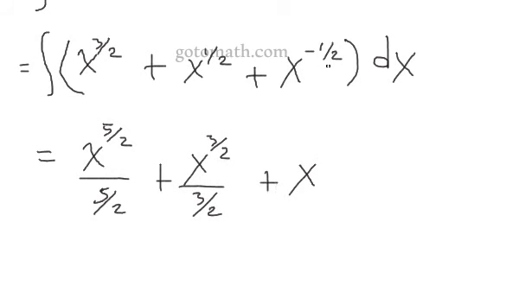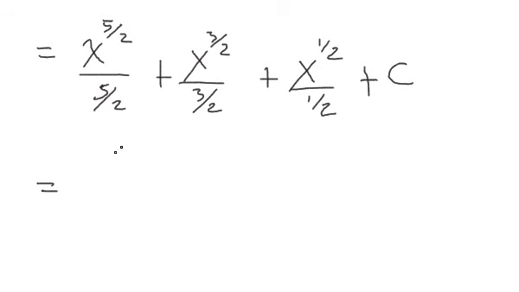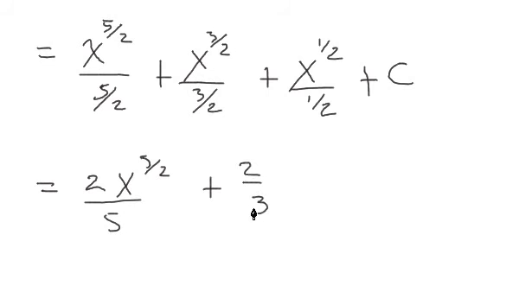Plus, and then we add 1 and you get half, and then put the half down here, and then plus c. Alright, well, let's do some stuff. So we're going to flip that fraction. That's 2x to the 5 halves over 5 plus 2 over 3 times x to the 3 halves. Now you notice I rewrote that differently, but that's okay, it doesn't matter. And then 2x to the half plus c.